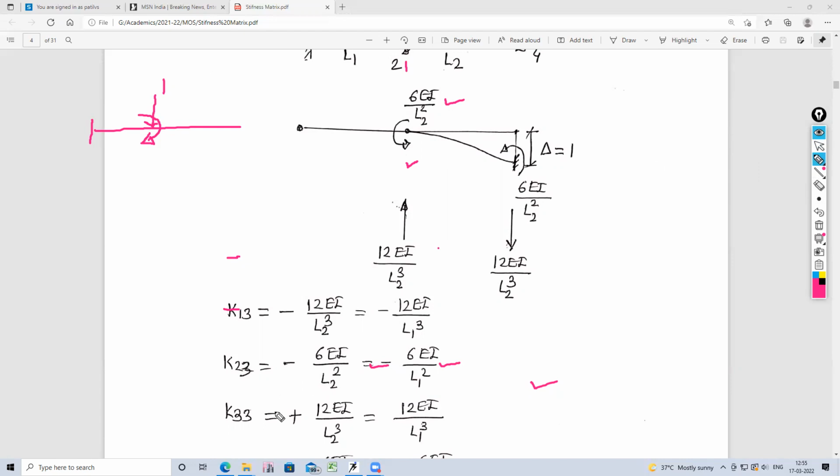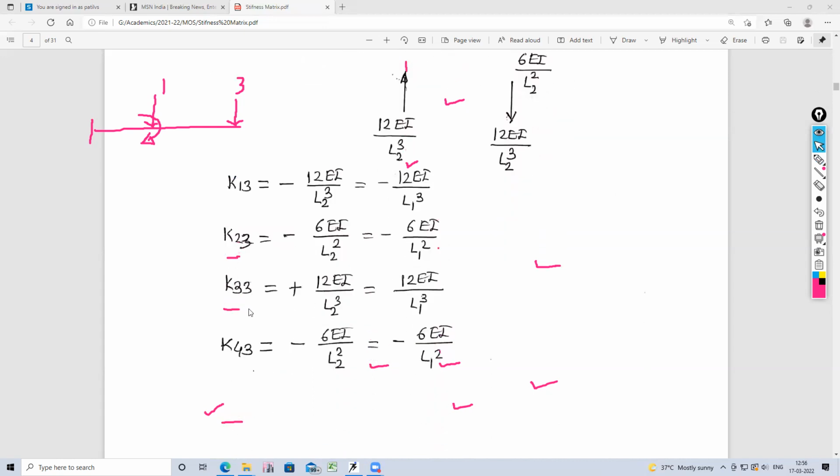Then next is K33, that is stiffness at 3 now. So what is coordinate 3? It is a force now. So here at this location, what is the force? The force produced is in a downward direction, and the assigned coordinate is also downward. So it is in the same direction, therefore it is positive. So it is 12 EI upon L2 cube. Substitute L2 equal to L1. So it is 12 EI upon L1 cube, the third element.